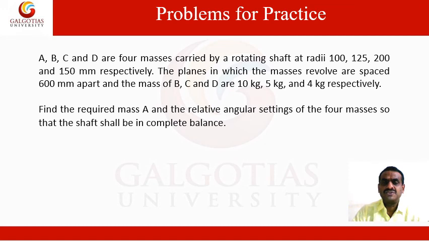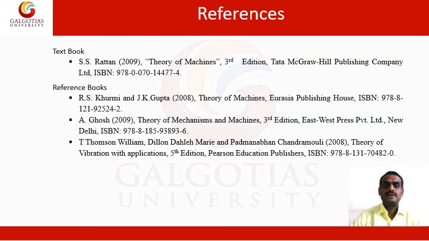So out of the four masses, the magnitude of mass A is unknown. That magnitude of mass A we have to find out from the problem. And also we have to find out the angular positions of all four masses. Then this problem can be solved the same way. The same procedure we have solved now can be used for solving this problem also.